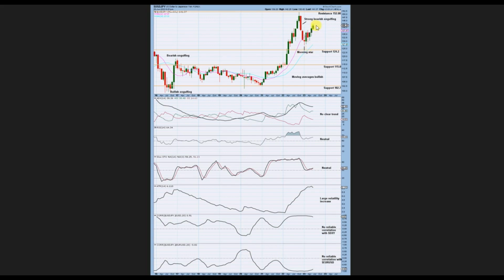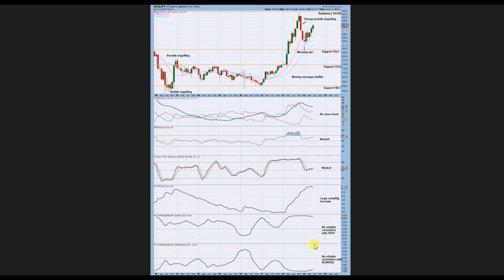We're sitting squarely between long-term resistance above at 152 and support below at 124. RSI reached overbought at the top here and is currently sitting at neutral. Stochastics are neutral. ATR had a ginormous increase with this spike upwards, and there's no reliable correlation between the dollar index and the US dollar Japanese yen. Similarly, there's no reliable correlation with the euro dollar and the US dollar Japanese yen.